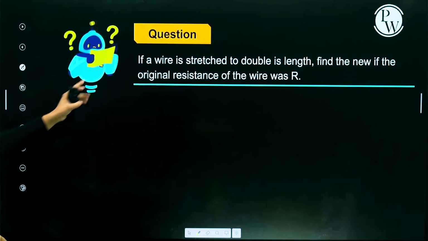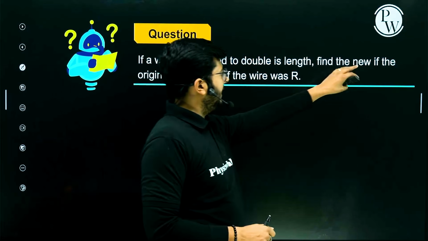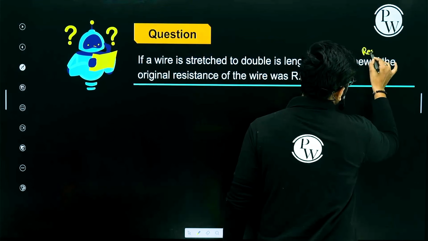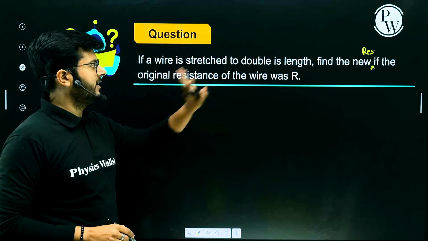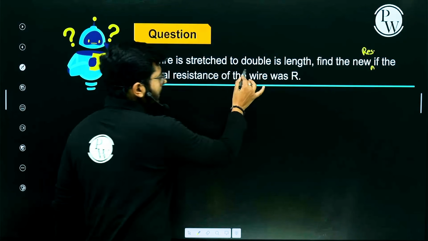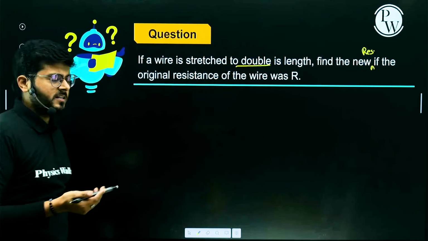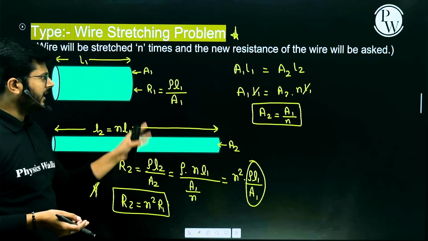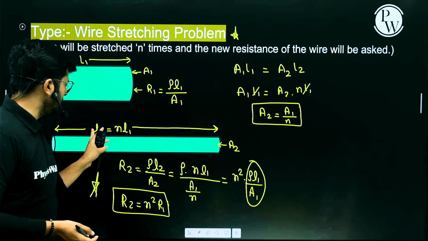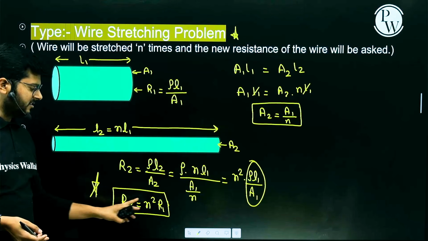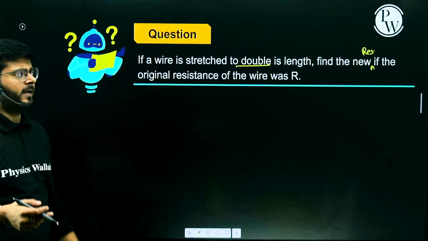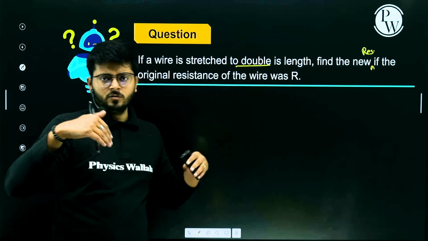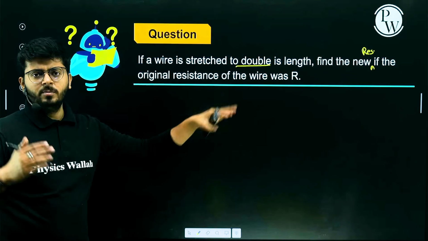So let's do that. If the wire is stretched to double its length, find the new resistance if the original resistance of the wire is R. So what is happening? We are doubling the length of the wire. What will be the new resistance? So let us do that with the help of a conventional way. But right now we know that if the length of the wire is increased n times, the resistance will become n square times the original value. So the wire length is doubled, the resistance will become the square of double, which is 2 square, which is 4. So clearly the resistance will become 4 times, right?